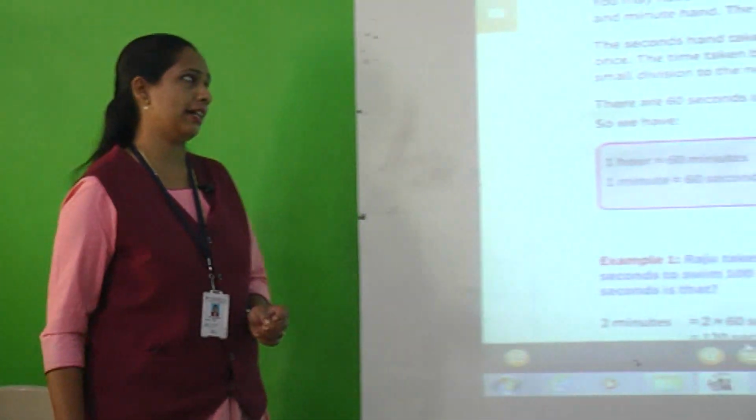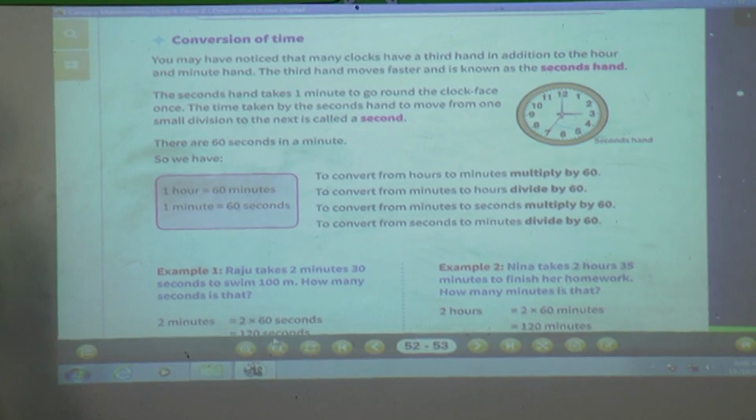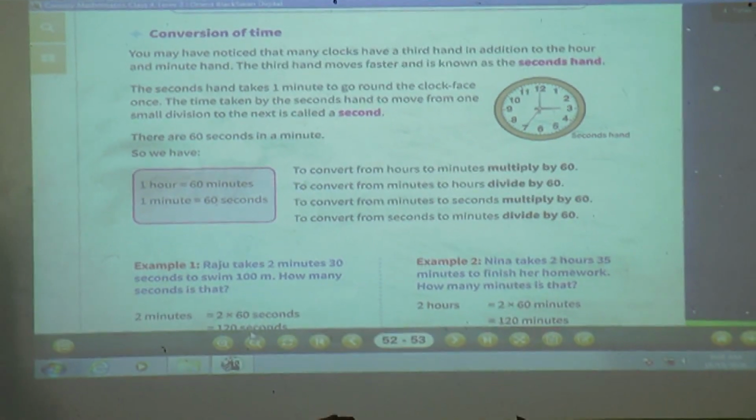What have we solved in our last session? Yes, we have completed our exercise 4.3. I hope you all have practiced the remaining sums in your rough book. Now we will move to the next point, that is conversion of time. Today we are going to study about conversion of time.